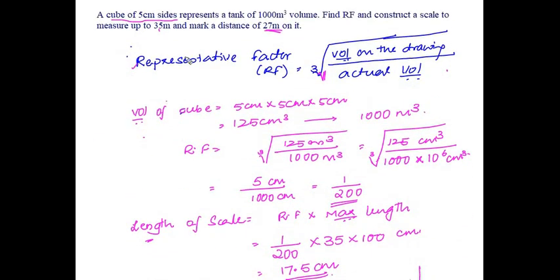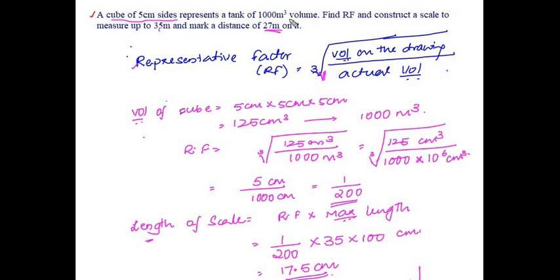So here you can see a cube of 5 centimeter size represents a tank of 1000 meter cube volume. Find RF and construct a scale to measure up to 35 meters and mark a distance of 27 meter on it. So here the first part is describing to us the representative factor. A cube of 5 centimeter size, a cube with each side 5 centimeter, and this cube is representing a tank of 1000 meter cube.